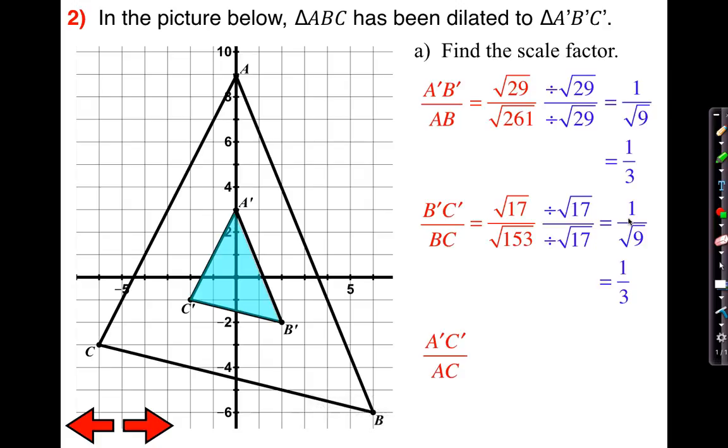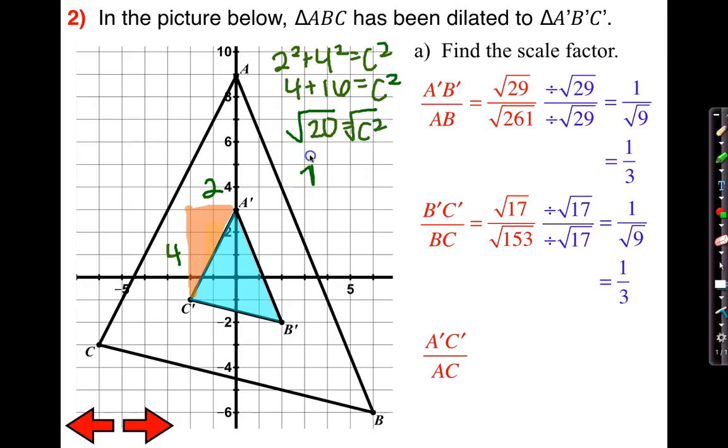Okay, so last but not least, let's go ahead and try A prime, C prime, and compare that to AC. So here's A prime, C prime. So here the length of this leg is 2 and the length of this leg is 1, 2, 3, 4. Applying the Pythagorean theorem, 2 squared plus 4 squared equals c squared. 4 plus 16 equals c squared. And then we're left with 20 equals c squared. So take the square root of both sides, leaving me with the square root of 20 equals c. So here, that length is the square root of 20.